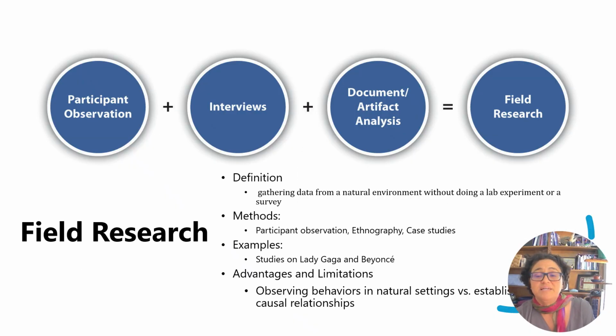Field research means stepping into the real world. Instead of a lab, we observe people in their natural environments. Methods include participant observation, ethnography, and case studies. For example, researchers have studied how celebrities like Lady Gaga influence social norms. It's rich in detail, but it's a lot harder to control those variables.